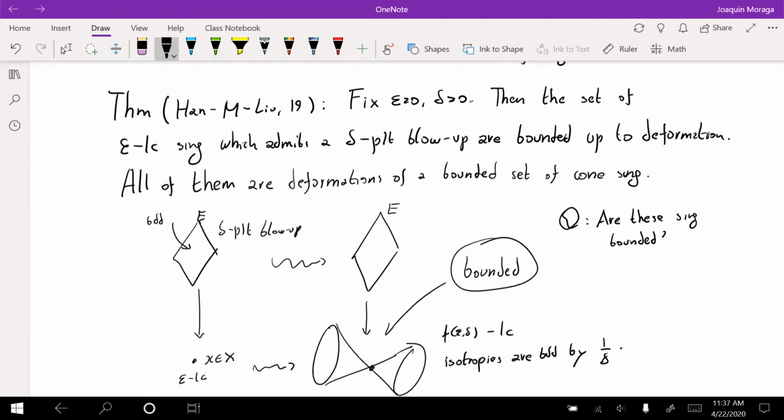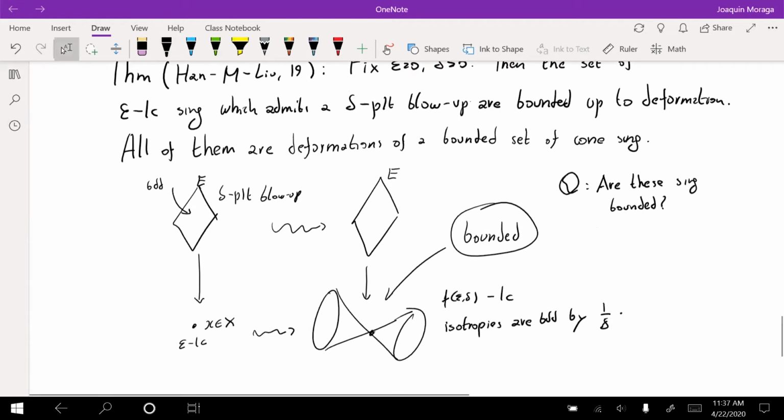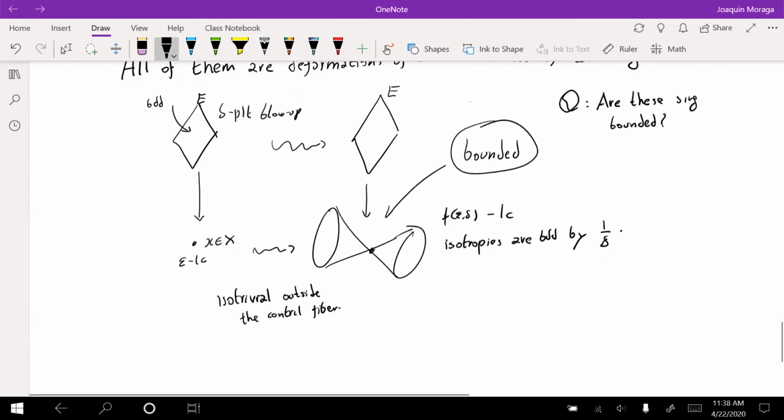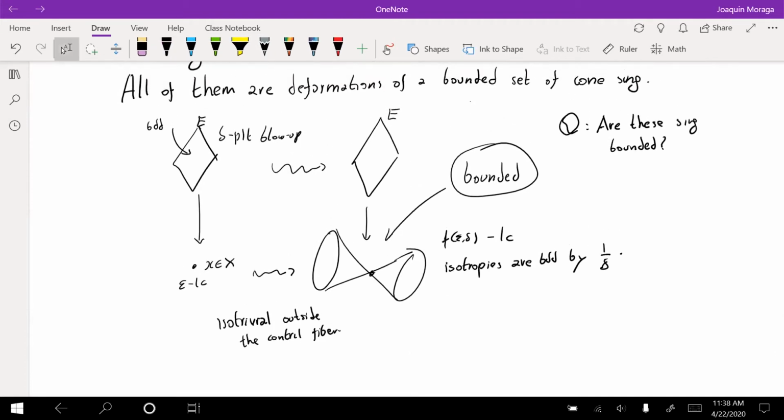Of course, analytic deformation, right? Yes, this is an analytic deformation. You mean? Actually, this deformation is isotrivial outside the central fiber. But it is an analytic deformation. If you want to work not over the complex numbers, you can do the same over the henselization or something.